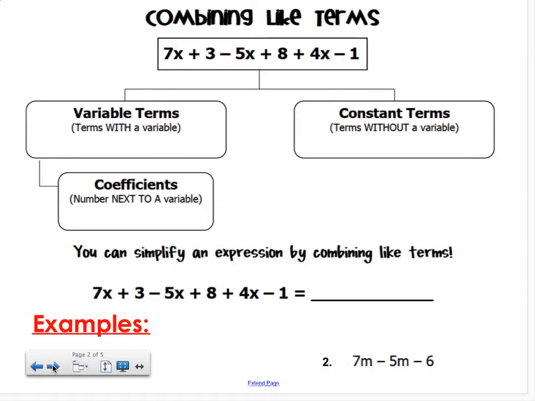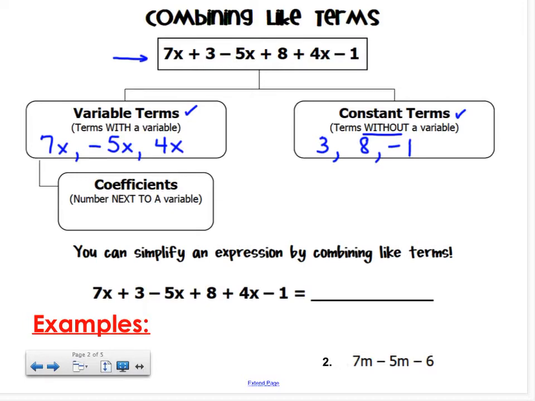So combining like terms, you may have seen this before, but if you haven't, it's pretty simple. We need to look at an expression like the one up here in the box and identify the variable terms and the constant terms. Variable terms are terms with a variable, such as 7x, negative 5x, and 4x. Constant terms are terms without a variable, and those would include 3, 8, and negative 1.